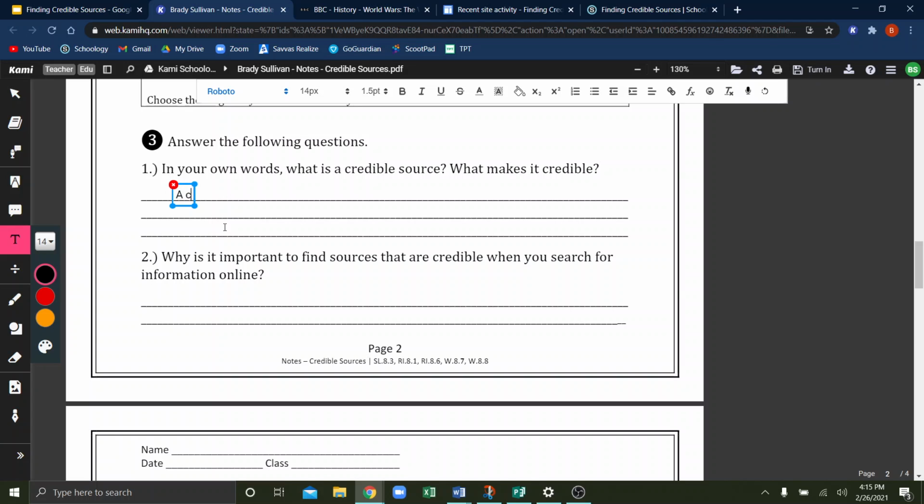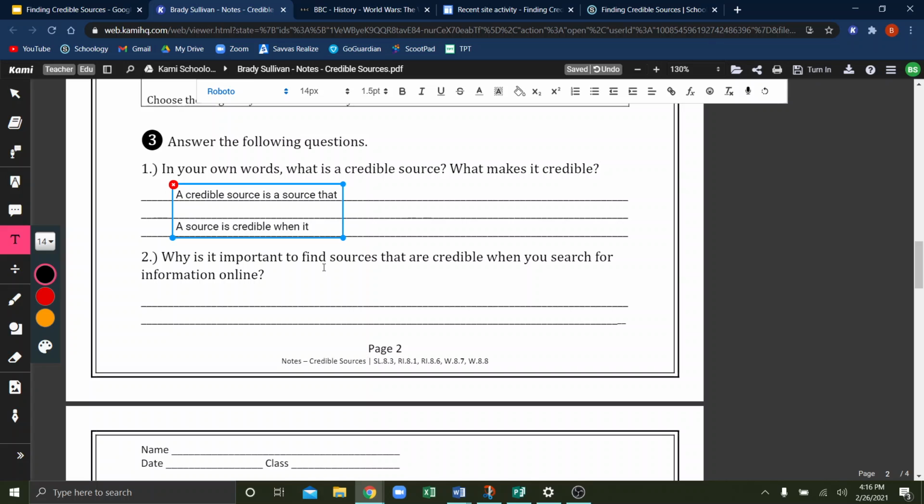A credible source is a source that can be believed, has a reputation, is helpful. What makes it credible? A source is credible when it blank.